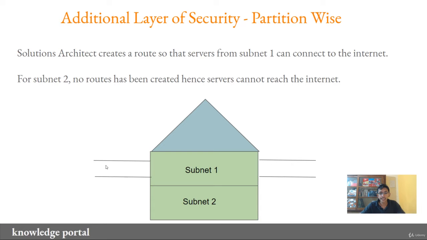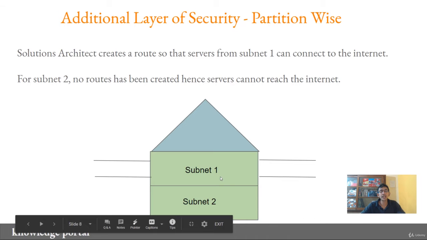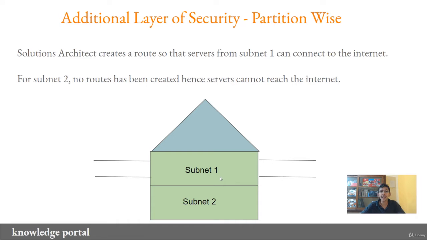That server needs to connect to the internet so that the clients would be able to access the website. So you need to create some kind of opening to your partition so that you can reach the server, as well as the server can reach the other servers which are part of the internet. Alright, so any servers from subnet 1 can connect to the internet.